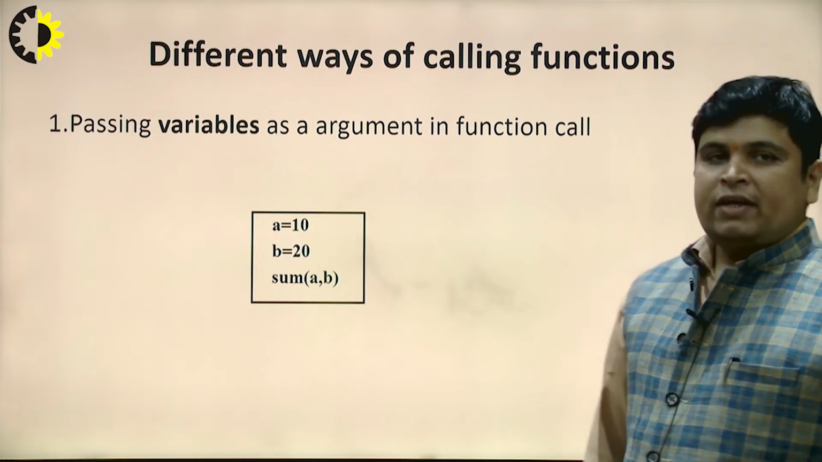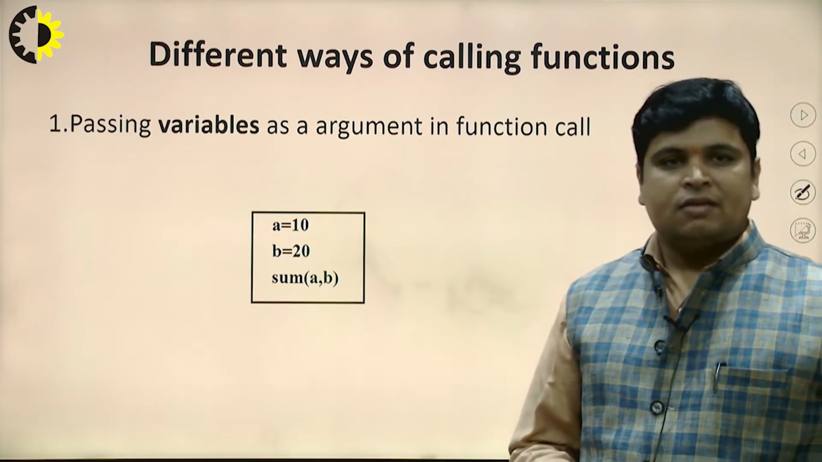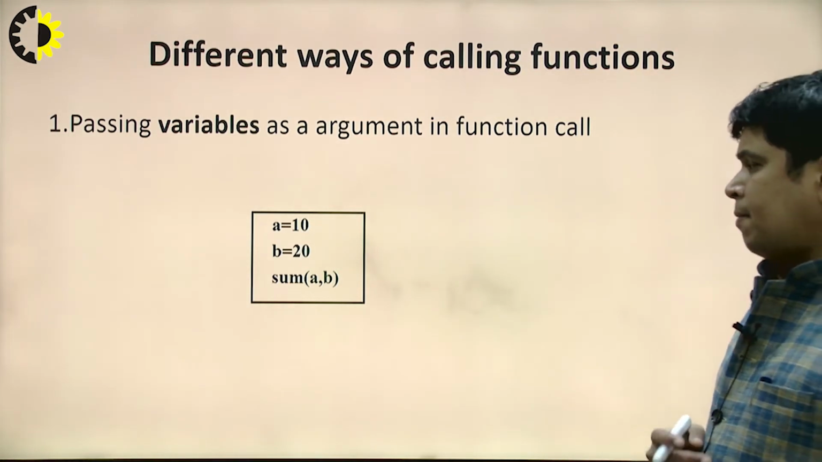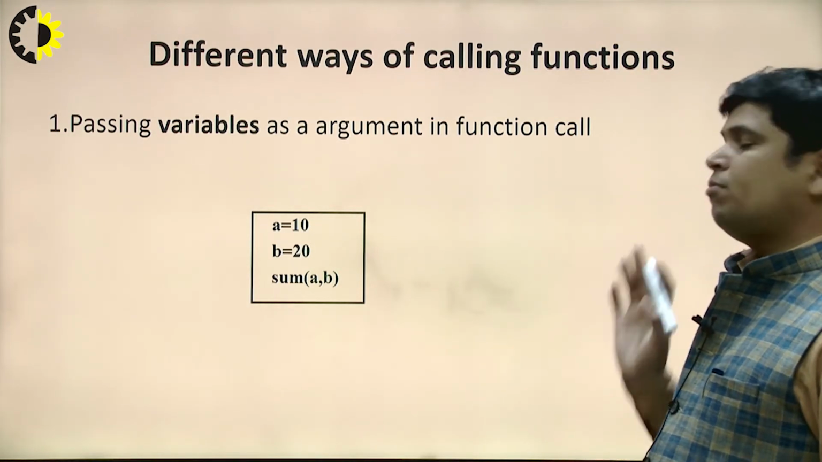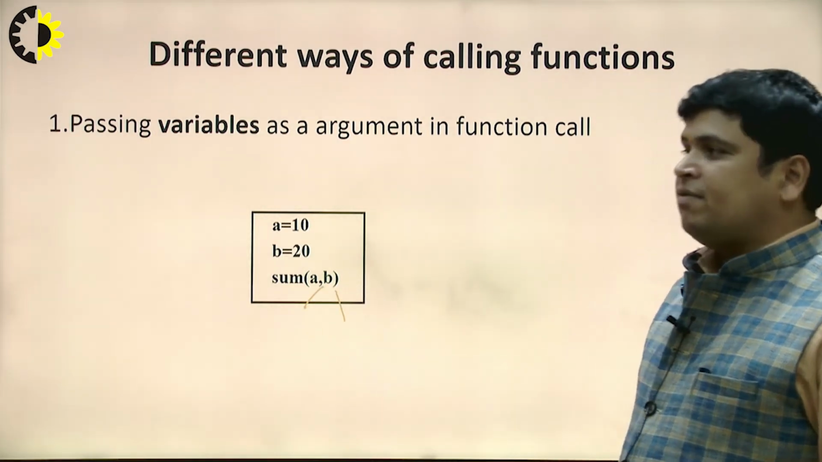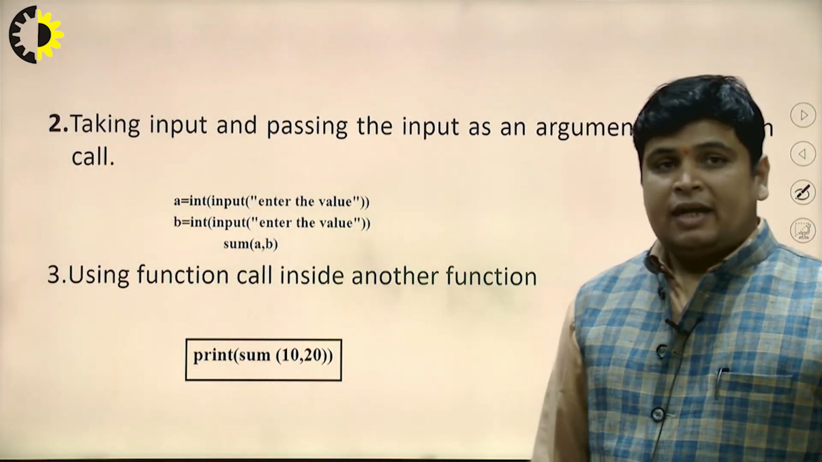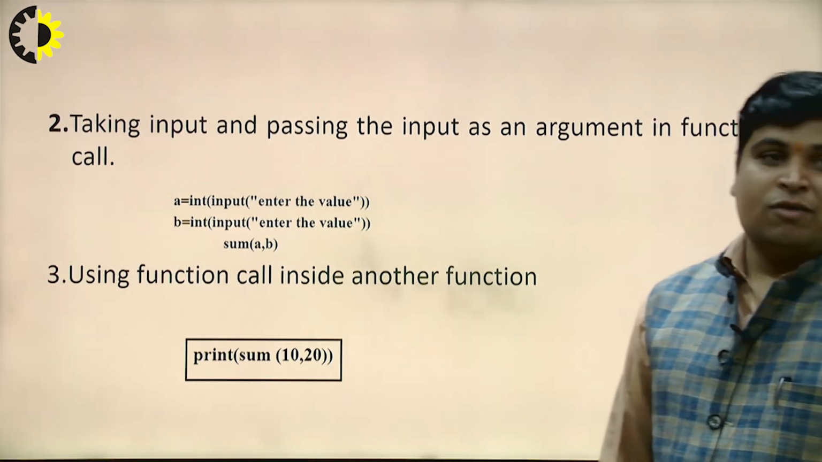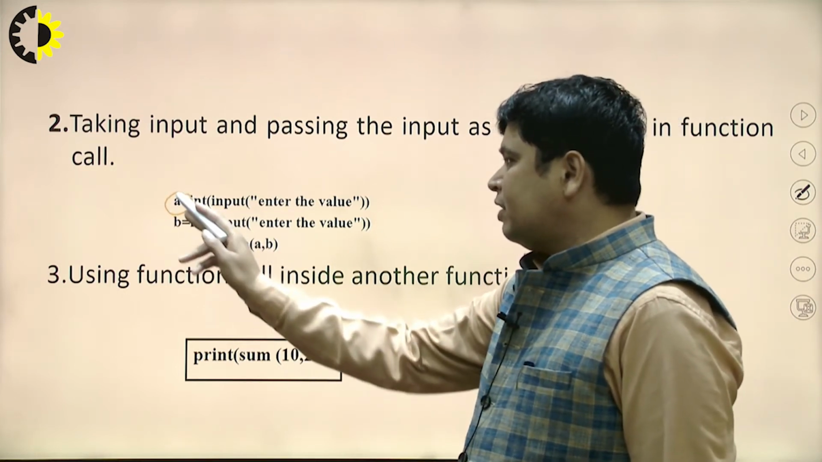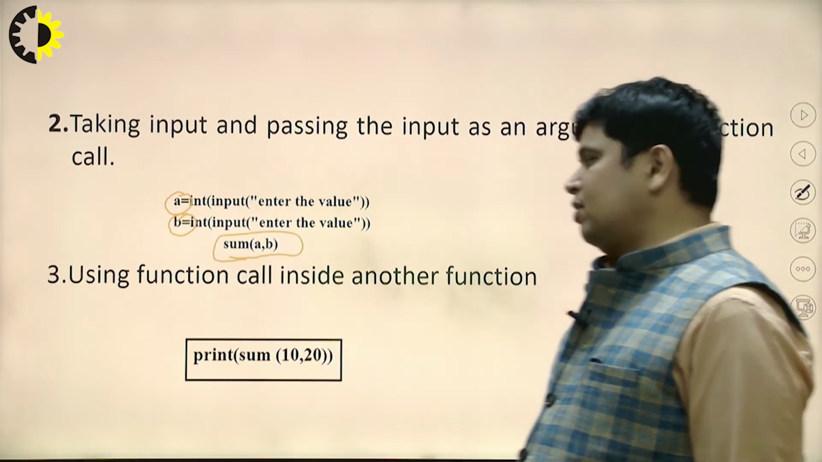Now, different ways of calling functions. We can call the functions in n number of ways. First way is passing variables as an argument in the function call. You will see here a and b are treated as variables. Second way, taking input and passing the input as an argument in the function call. In this example, I am taking two inputs a and b of integer type, and finally I am going to pass these values in the function call statement.